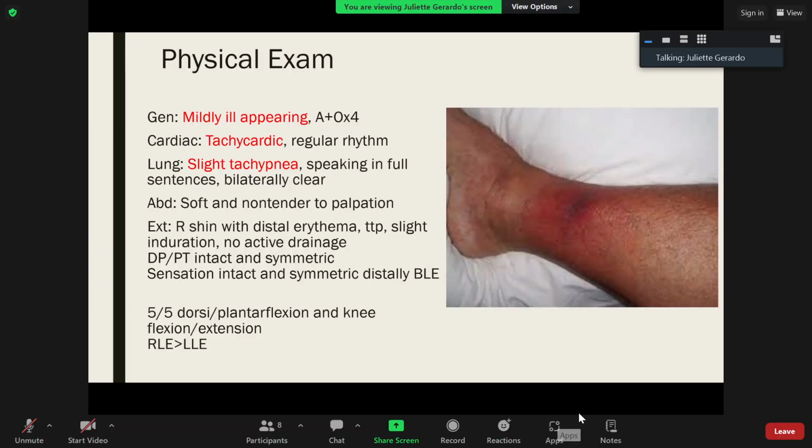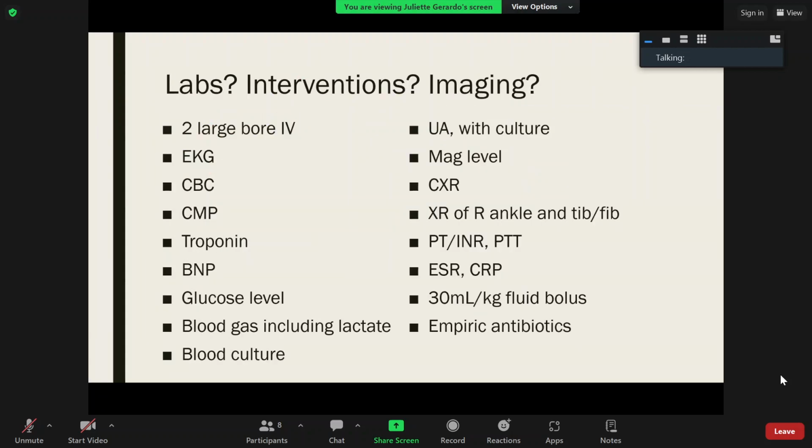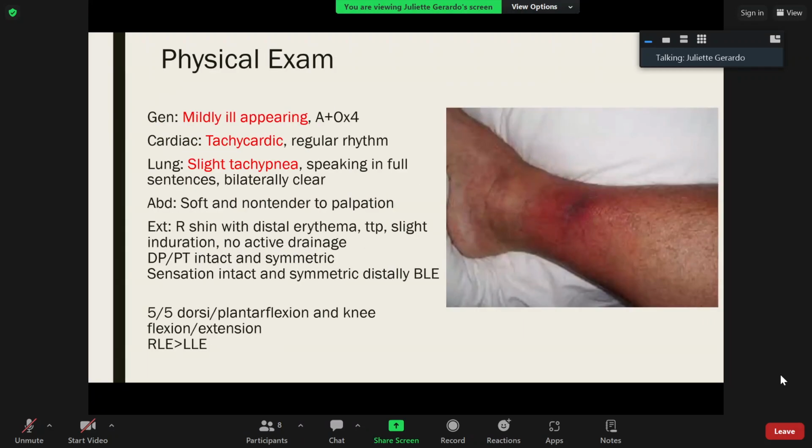Exam is unremarkable, but you definitely notice swelling in his right lower extremity as compared to his left lower extremity. Now that we've looked at that, as that kind of keys you in, what additional labs, imaging, or any interventions would you like to pursue for this gentleman?